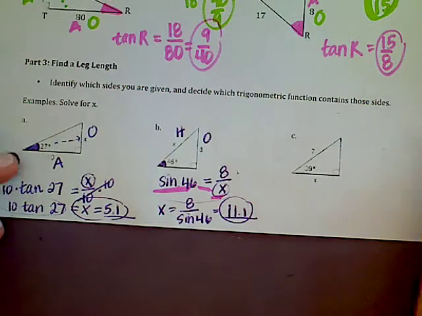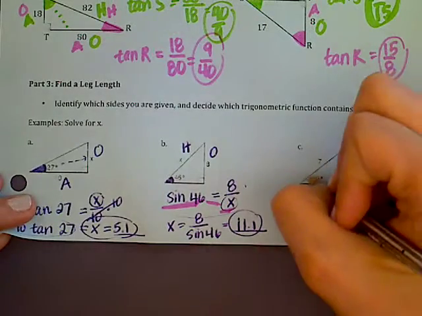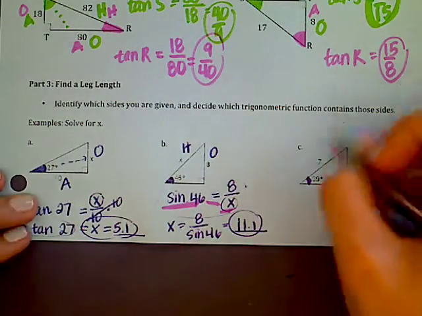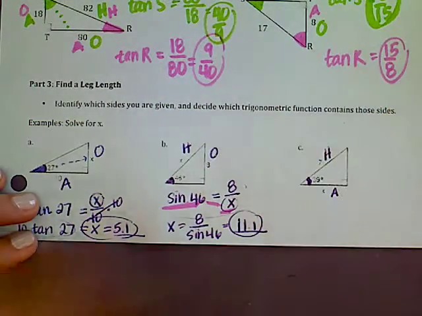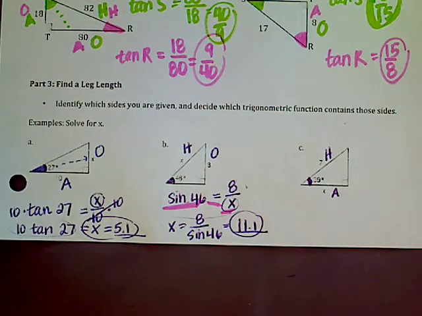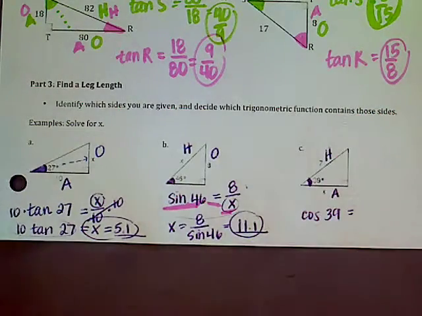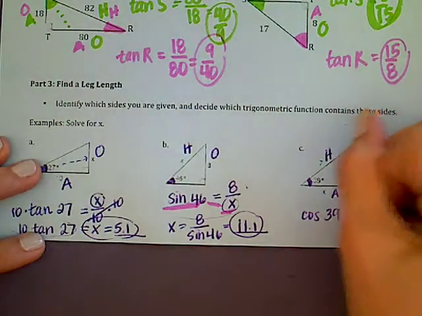So here I have 39 degrees. I don't have the opposite. I have the adjacent and the hypotenuse. So which trig function has A and H? That's cosine of 39. So it would be x over 7.